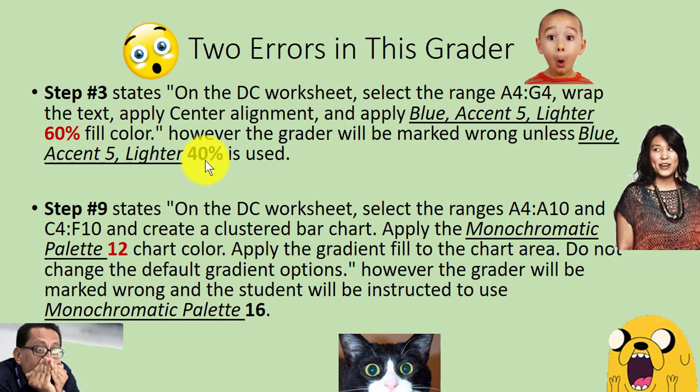Okay. The next error I found, and this was the only other error that I found, was on step number 9. And it states that, again on this same worksheet, we select a range, we create a clustered bar chart, and we apply the monochromatic palette 12 chart color. It's interesting that that's a blue palette color. And when you submit it, the grader actually says to you, hey, you were supposed to use monochromatic palette 16 rather than 12. So we're going to use 16 again. If Pearson corrects this problem, because I did report the problem, then you may want to start out using 12, but understand that if it gives you an error, just change it to 16. Okay, so these are some errors.